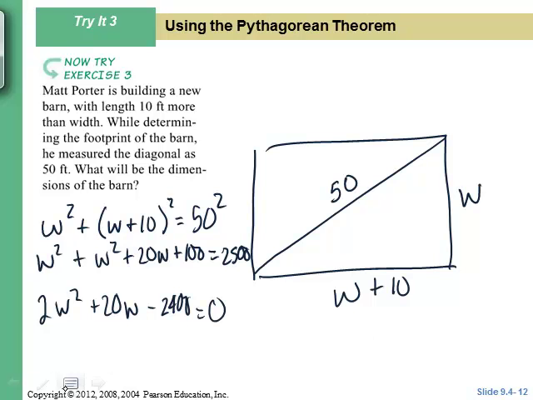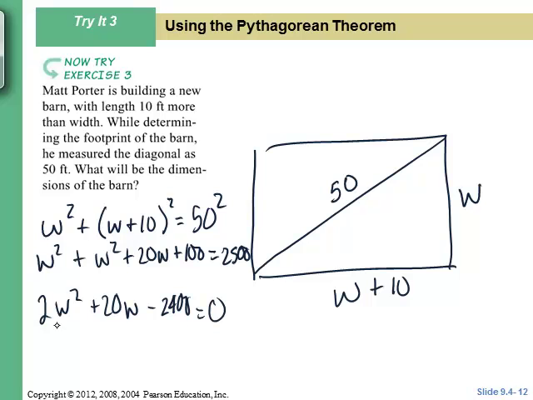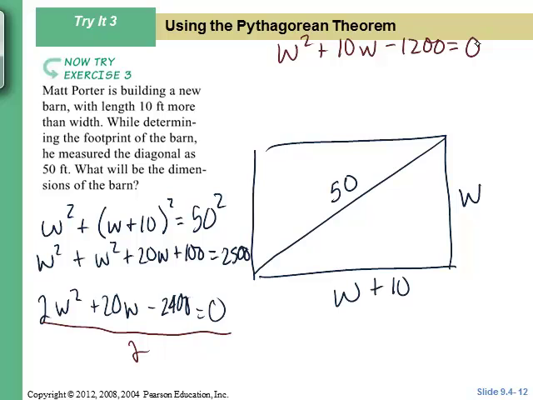Divide everything by 2. This is one of those cases where it's really useful to simplify before using the quadratic formula. W squared plus 10W minus 1200 equals 0. What two numbers multiplied equal 1200 and are 10 apart? How about 30 and 40?